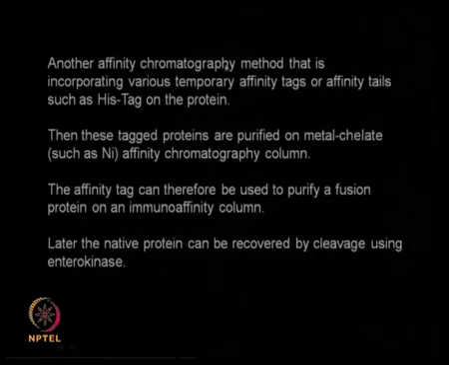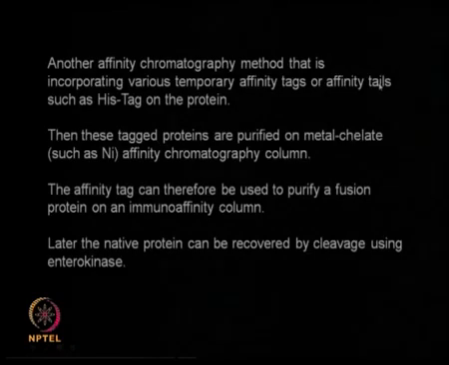So another affinity chromatography method is incorporating various temporary affinity tags or affinity tails. So we attach an affinity tag, then we perform this affinity chromatography, and then we remove the tag, as simple as that. For example, everybody knows the His tag. So we attach a His tag onto a protein, then these tagged proteins are purified on a metal chelate such as nickel in an affinity chromatography column.